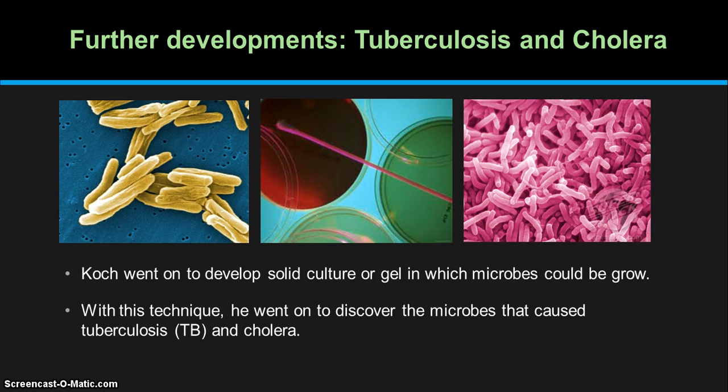Again, alongside these scientific discoveries, Koch developed and further developed better ways of working, part of which was the discovery and the development of a solid culture. This was a gel-like substance in which these microbes could grow. Now, this would prove to be much more reliable than Louis Pasteur's liquid culture, which wasn't quite as reliable.